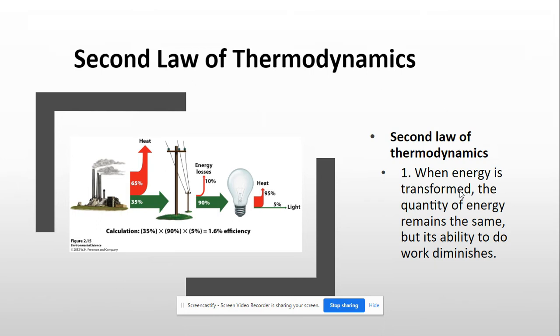And so that's why, as we move up in trophic levels, we only see about 10% being passed along, while 90% winds up being lost. So, in this case, the energy is not being destroyed, it is simply increasing in entropy. It is losing its ability to do work for that organism.